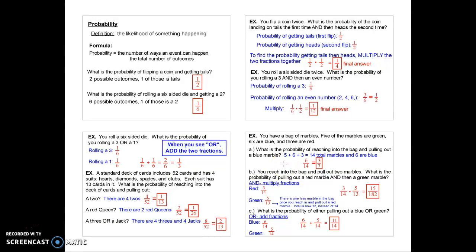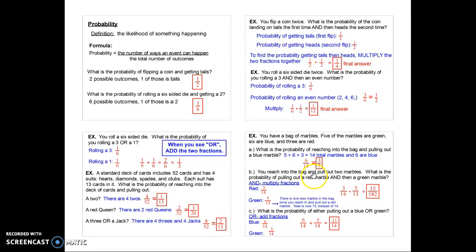So part A says, what is the probability of reaching into the bag and pulling out a blue marble? So your chances of pulling out a blue, well, there are 6 blue. So I have 6 possibilities out of my 14 total. So 6 possibilities out of my 14 total reduces to be 3/7.